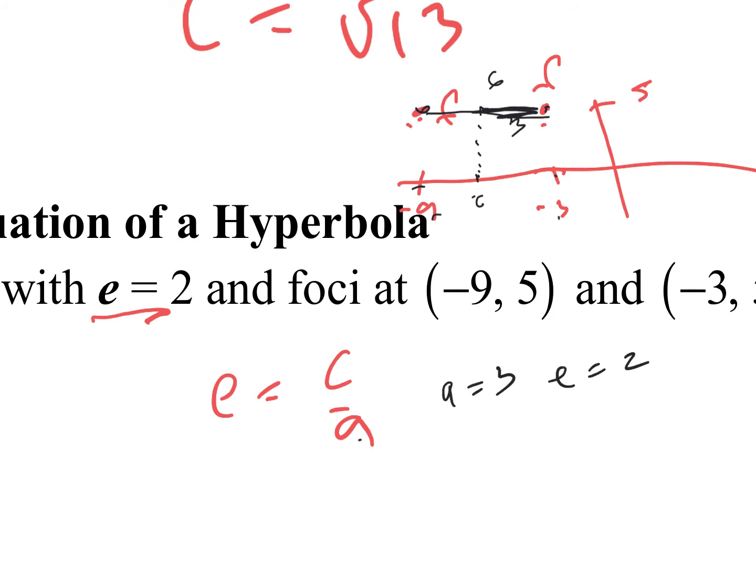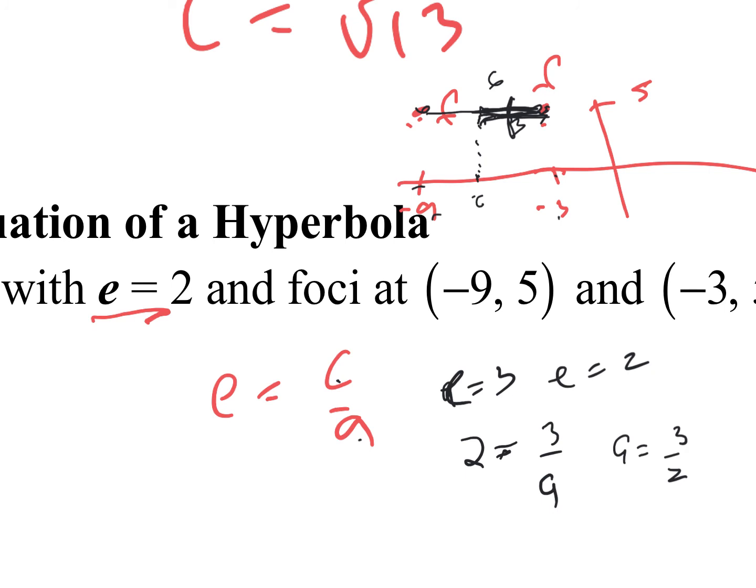C goes from the center to the focus. Sorry, C is 3. So 2 is 3 over A. I don't know where the vertex is, because I went to the focus. I didn't go to the vertex. So that would give me A would have to be 3/2.